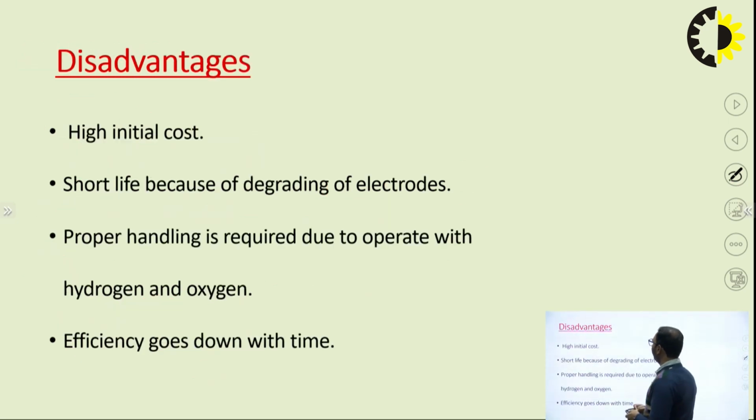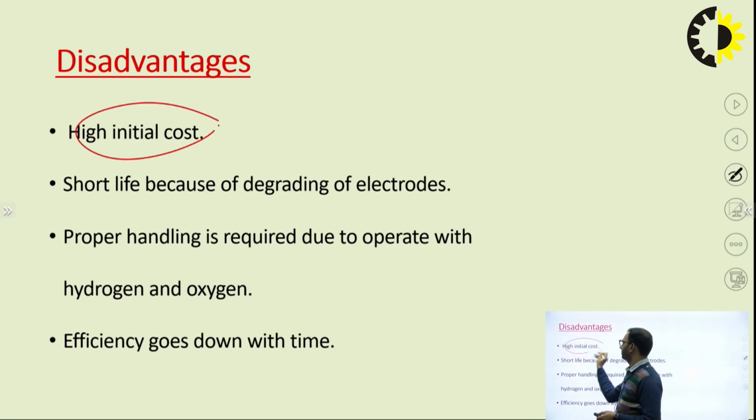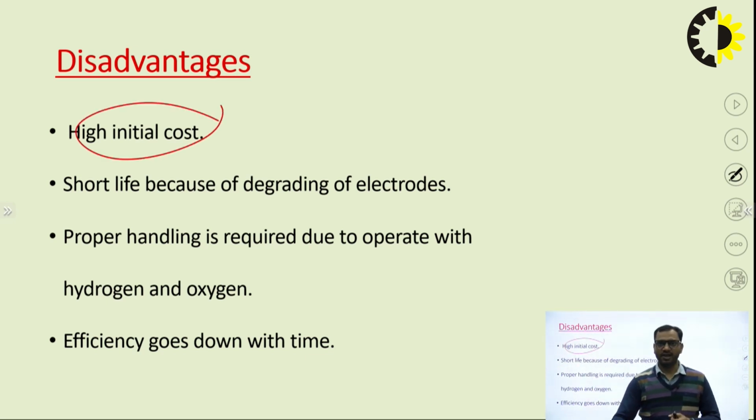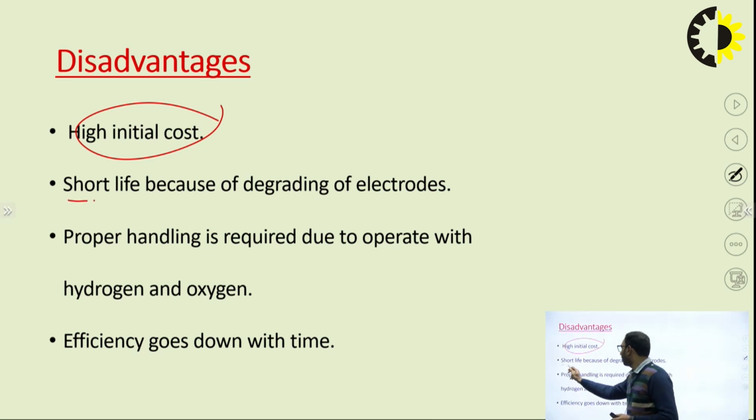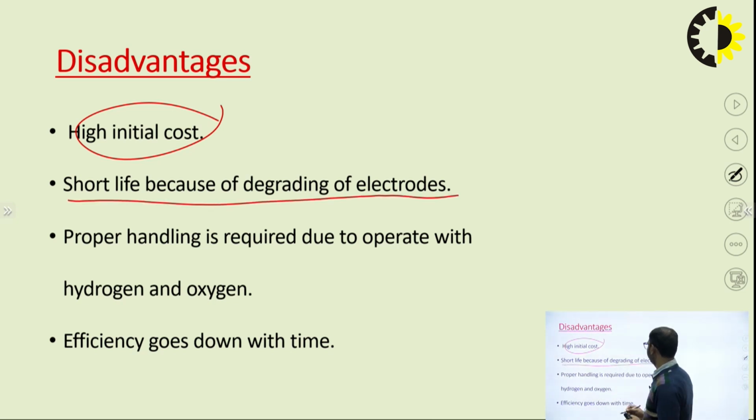Now, what are the disadvantages? The first one is high initial cost. The fuel cell has a high initial cost, but its maintenance cost is minimum, but the initial cost is very high compared to other electricity generation devices. The second one is short life because of degradation of electrodes. So the lifespan of the fuel cell is also short.